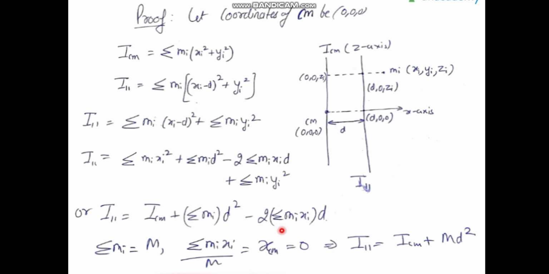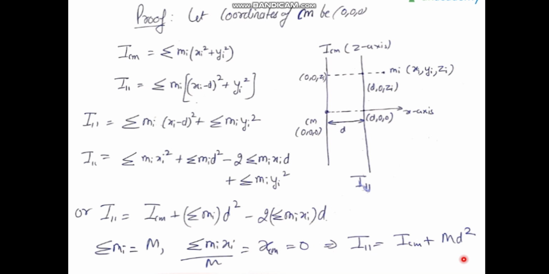Further, in this summation mi xi, we know that summation mi xi divided by total mass is xcm, and in this case xcm is 0. So xcm is 0, that means summation mi xi is 0. So this term becomes 0, and in this term we get capital M. So we get I parallel is equal to ICM plus MD square. So we have I parallel is equal to ICM plus MD square.